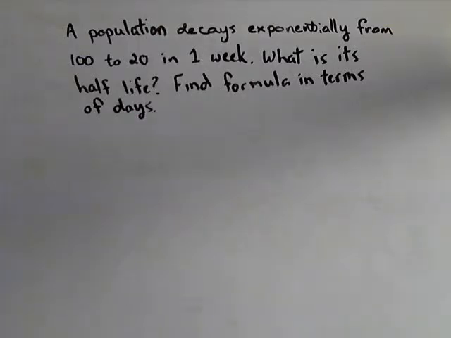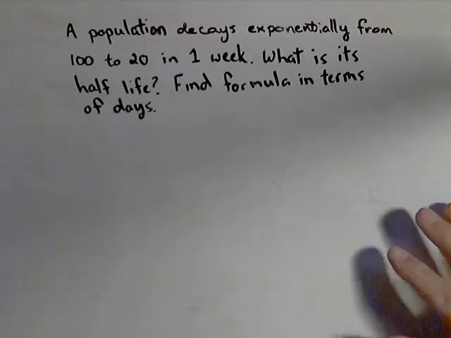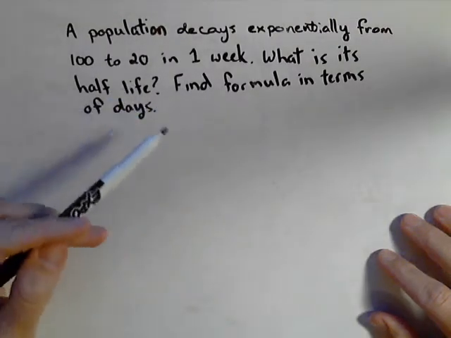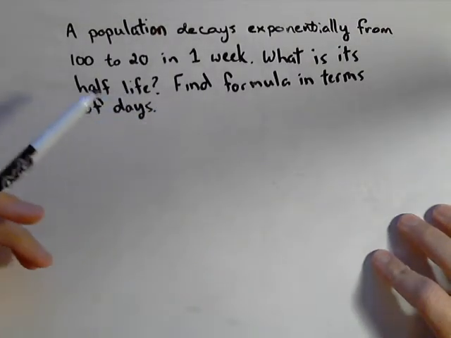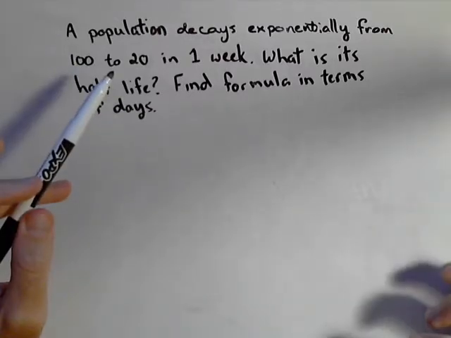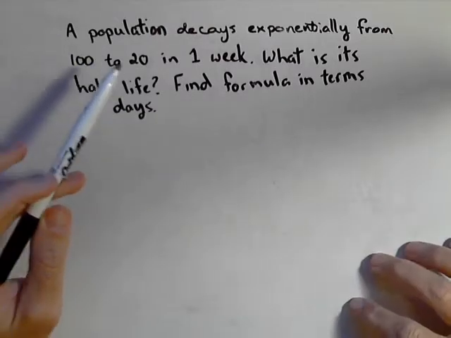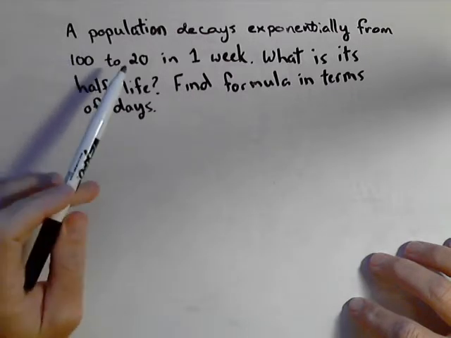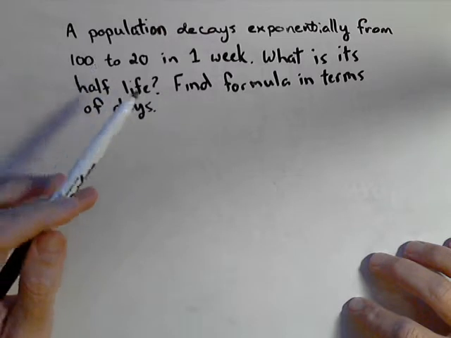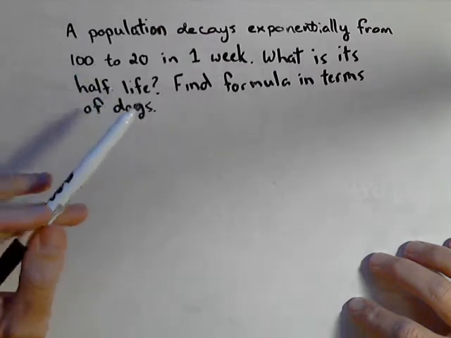In this problem, we're going to talk about finding half-life and creating a formula when we know a population decays exponentially and we're given a couple of values. So we have a population, and I'm just doing this very generally. This can be applied to bacteria, carbon dating, a whole bunch of different scenarios. So it decays exponentially from 100 to 20 in 1 week, units, whatever those are, depending on what you're dealing with, grams, so on and so forth.